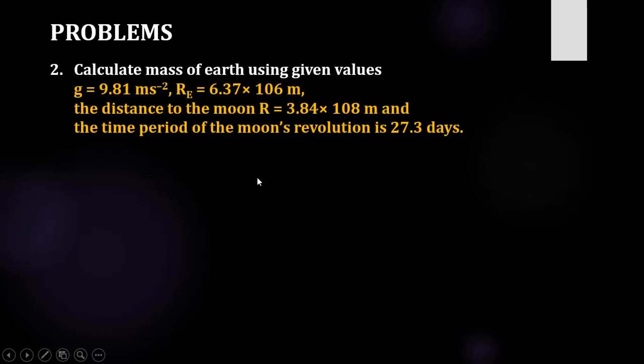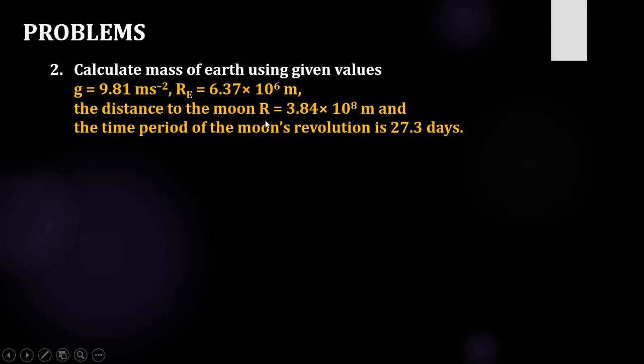So now we go to the second problem. The problem is to calculate the mass of Earth using the given values. The value of g is 9.81. They have given 9.81, not 9.8 meter per second square. The radius of Earth is given as 6.37 into 10 to the power of 6 meter.